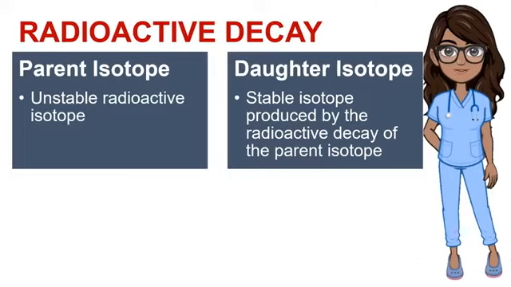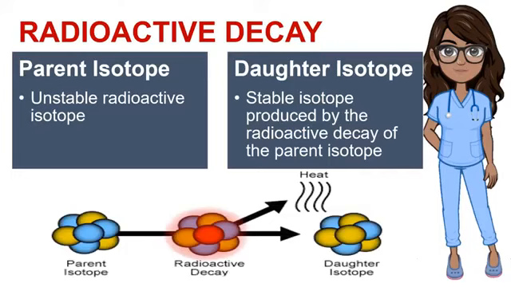Again, the parent isotope is the unstable radioactive isotope, and the daughter isotope is the stable isotope produced by the radioactive decay of the parent isotope. Consider the following figure. From one parent isotope, it undergoes radioactive decay and produces daughter isotope and heat.